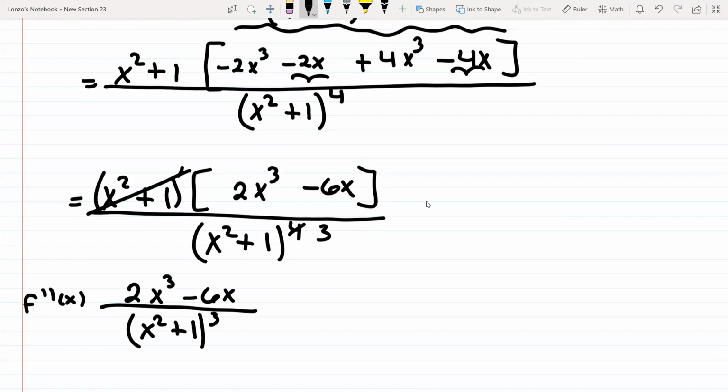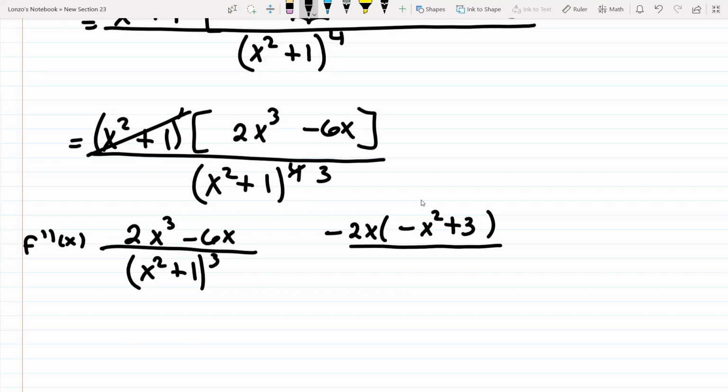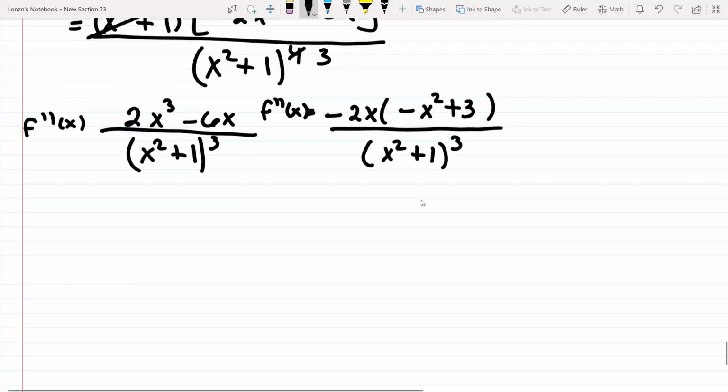And then what I could also do on the numerator is take out a negative 2x. So that'd be negative 2x times negative x squared plus 3. Okay, so this is our final f double prime of x. I know that was a lot of work. Now let's find our critical values. So set this to 0. It's the same thing as 0 over 1, right? 0 over 1 is the same thing as 0.